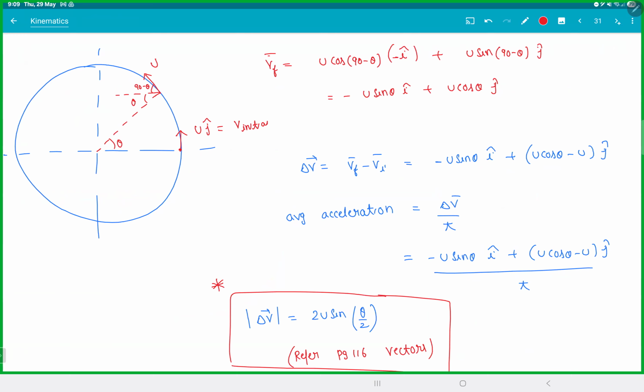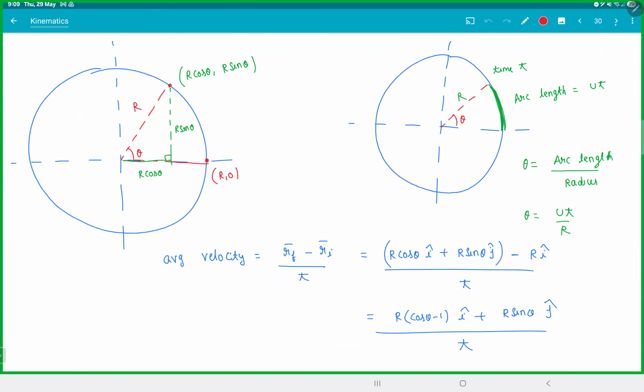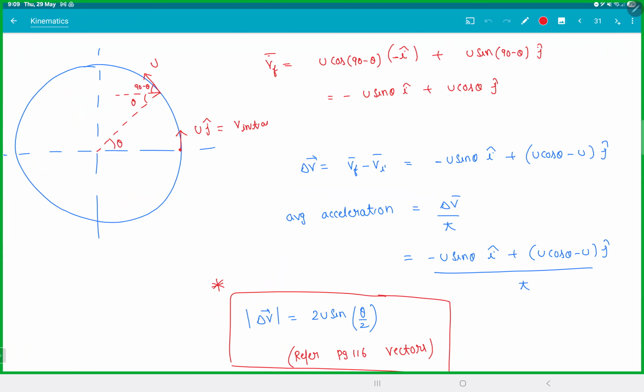What is the last thing left out? Find the instantaneous acceleration. What is instantaneous acceleration? dv by dt. V I already know, so just differentiate this. If you differentiate velocity, you'll get acceleration. There, I already gave you the velocity. And what is theta? Theta is ut by r. You have all the data points.